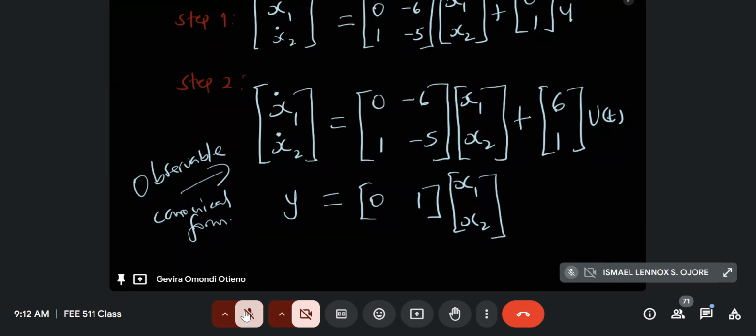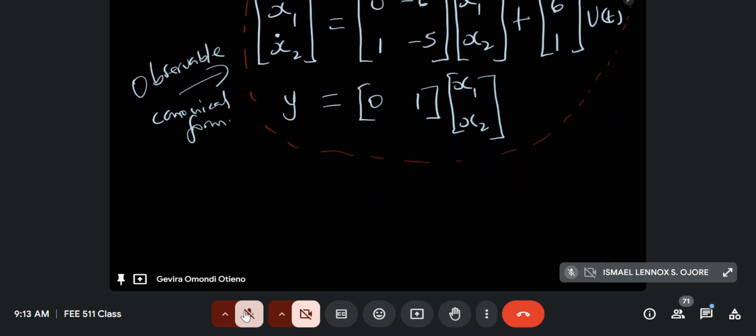So this is now what we are referring to as the observable canonical form. Remember, it is still state space representation. The terms on the left-hand side still remain the same. The form in which we write the right-hand side is what is changing. Okay, good. The other one was to do what? To write it in diagonal canonical form. Diagonal canonical form. So how do we get to diagonal canonical form?